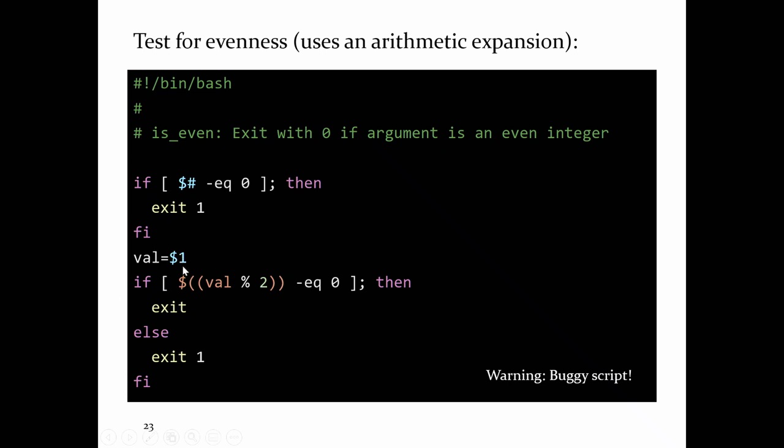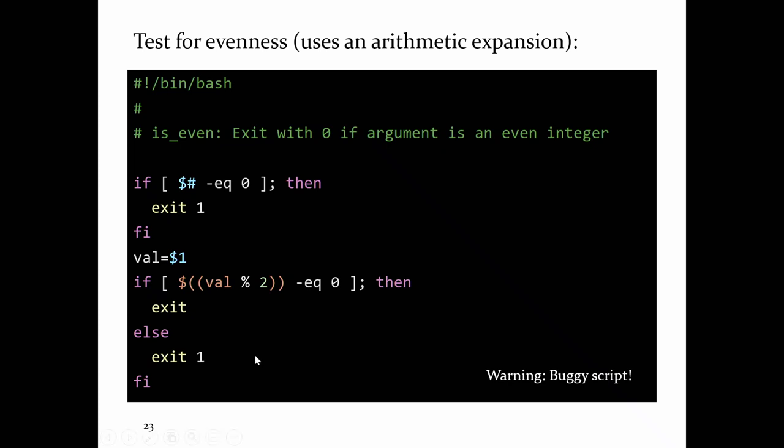Okay. I'm going to grab the value of the first input argument. And now I'm going to write this expression here. So remember double round brackets with a dollar sign in front, that's an arithmetic expansion. Now inside an expansion, you don't use dollar variable name, you just use the variable name. Everywhere else, when we wanted to get the value of a variable, it's always dollar variable name. Inside the arithmetic expansion, there's no dollar sign. So val remainder 2: divide val by 2 and take the remainder. If that's equal to 0, then we just exit with 0, because that's what this program is supposed to do. Otherwise, the number must be odd, so we exit with 1 or any other non-zero positive number.